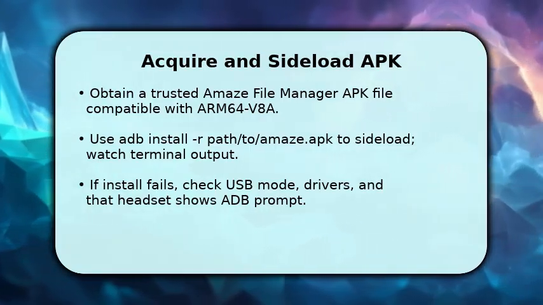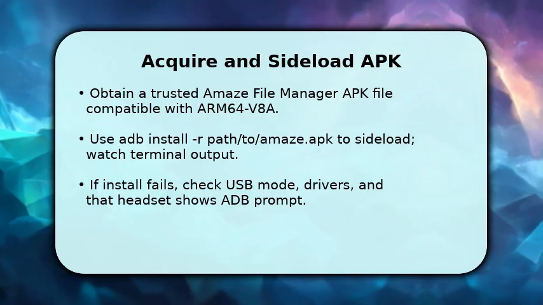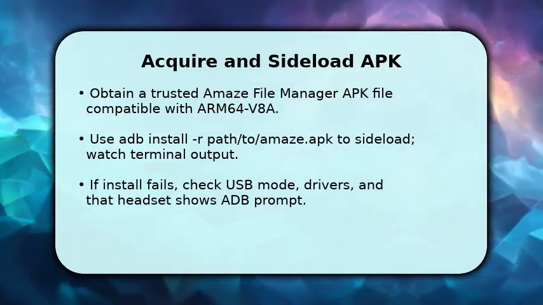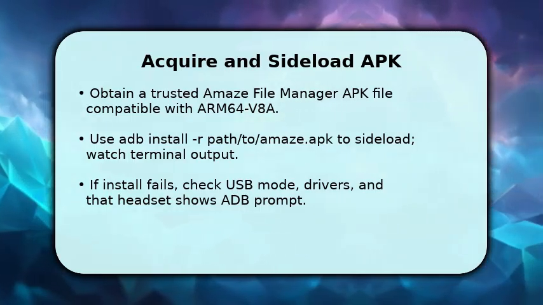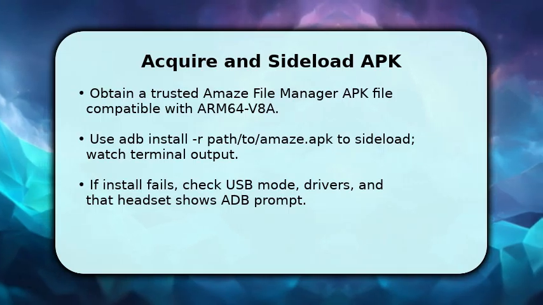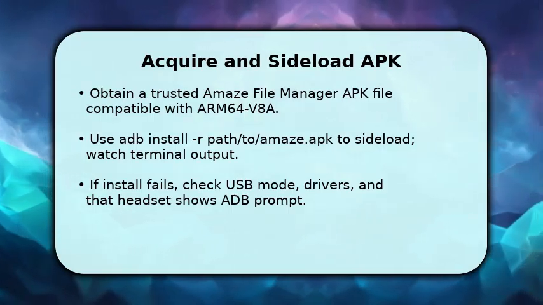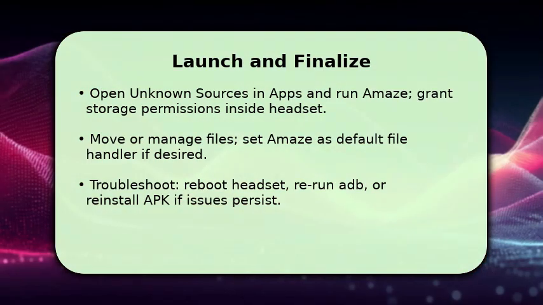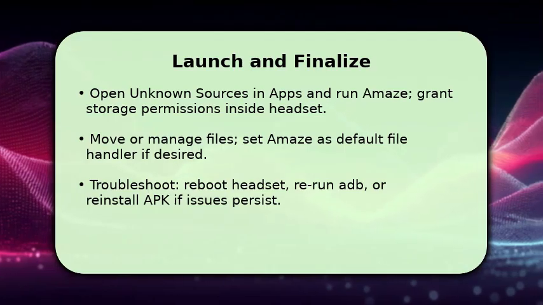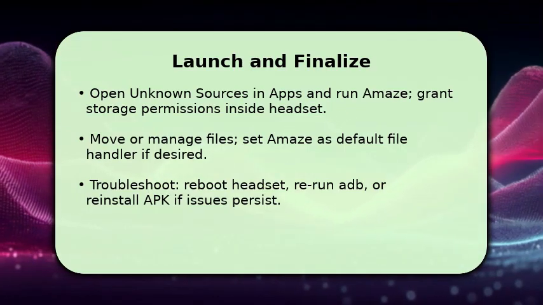Once you run the command, monitor the terminal for success messages and confirm the app appears in your library under unknown sources. If you see failure text, stop and troubleshoot drivers, USB settings, or repeat the ADB authorization step before attempting again. Finally, open your Quest 3 apps, choose unknown sources, and run Amaze File Manager.